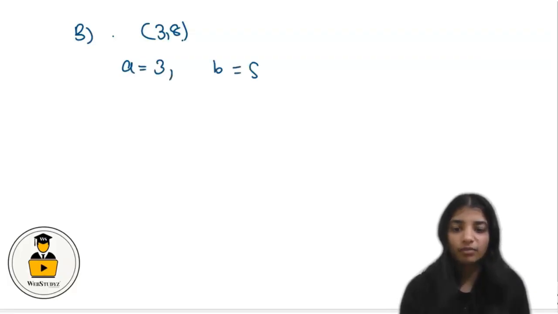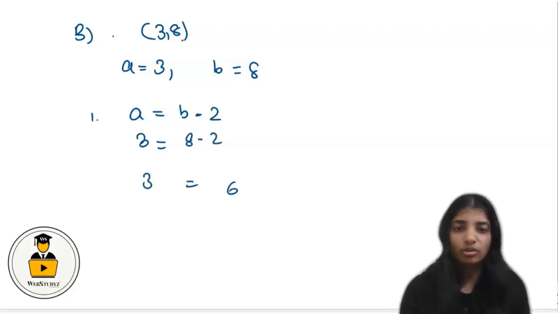Now we are considering option B. Our option B is (3, 8). So the value of a is 3 and that of b is 8. The first condition is that a must be equal to b - 2. a is 3 and b is 8, so 8 - 2 is 6. 3 is not equal to 6. So this is not the correct option.